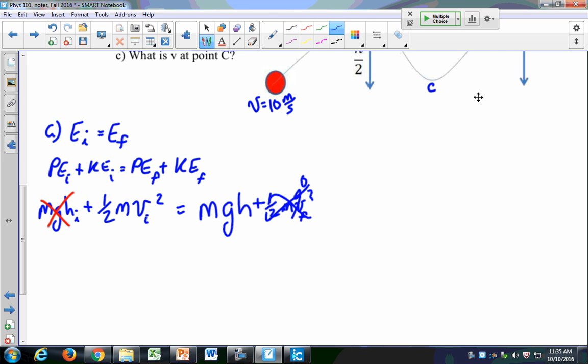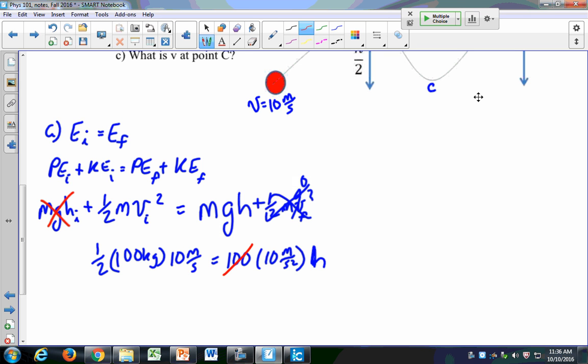So what I'm doing here is solving for H. I know the mass, I think it was 100 kilograms. V was 10 meters per second, equals 10 meters per second squared times H. Notice here, and we'll see this in some problems next time, that the masses cancel. So even if you don't know your mass, you can still find the height to which it goes. And I solve for H.